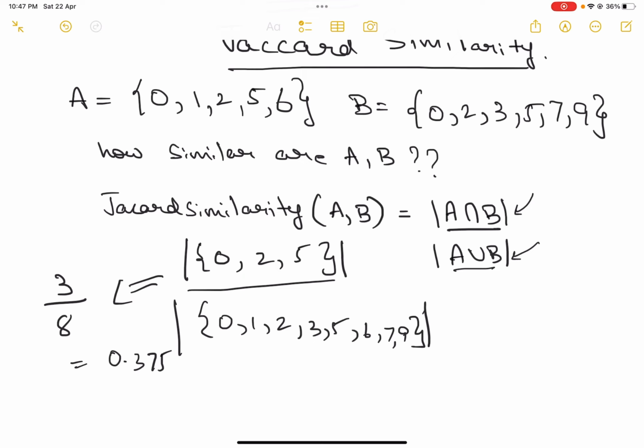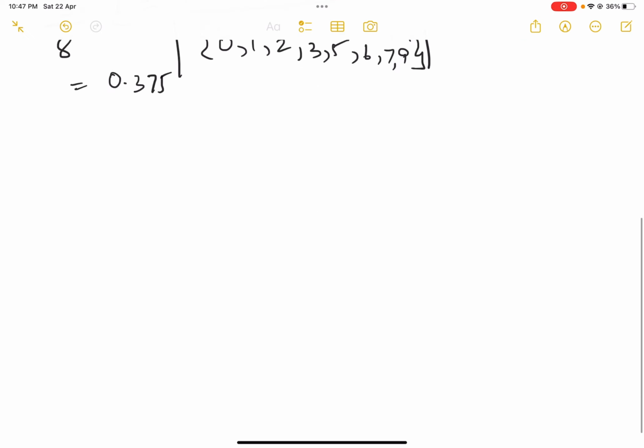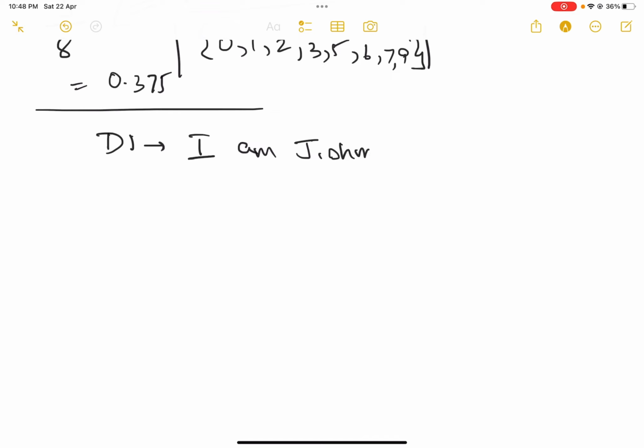Similarly, this is the real-time use of Jaccard similarity. Let's say you have two documents. Document 1 says "I am Jishnu", which is my name. Document 2 says "I am amazing".